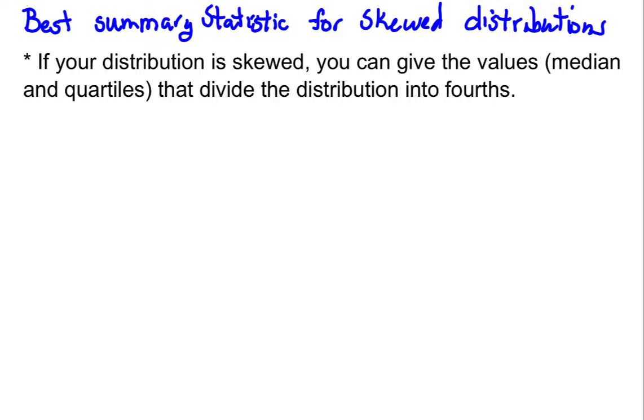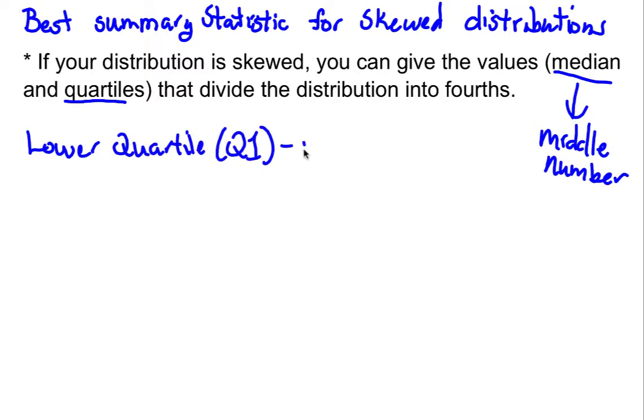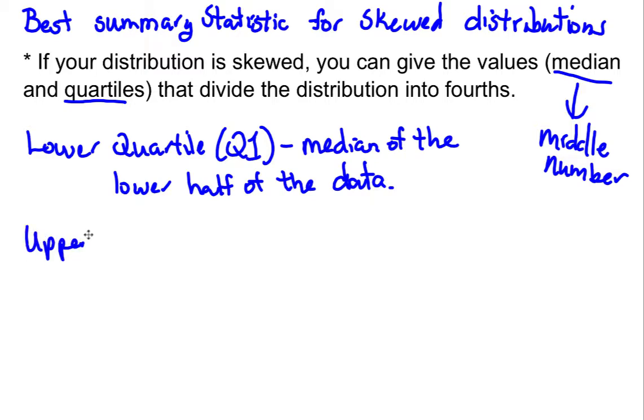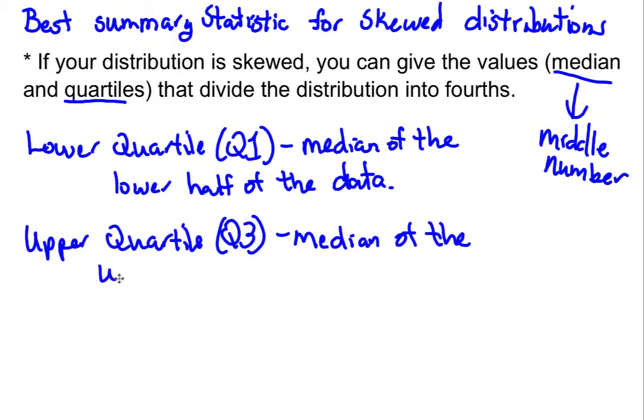And the best measure of spread would be our quartiles, which we'll use to calculate our interquartile range. Median is the middle number when your data is in increasing order. The lower quartile, called Q1, is the median of the lower half of your data, separated by the median, and the upper quartile is the median of the upper half of your data.